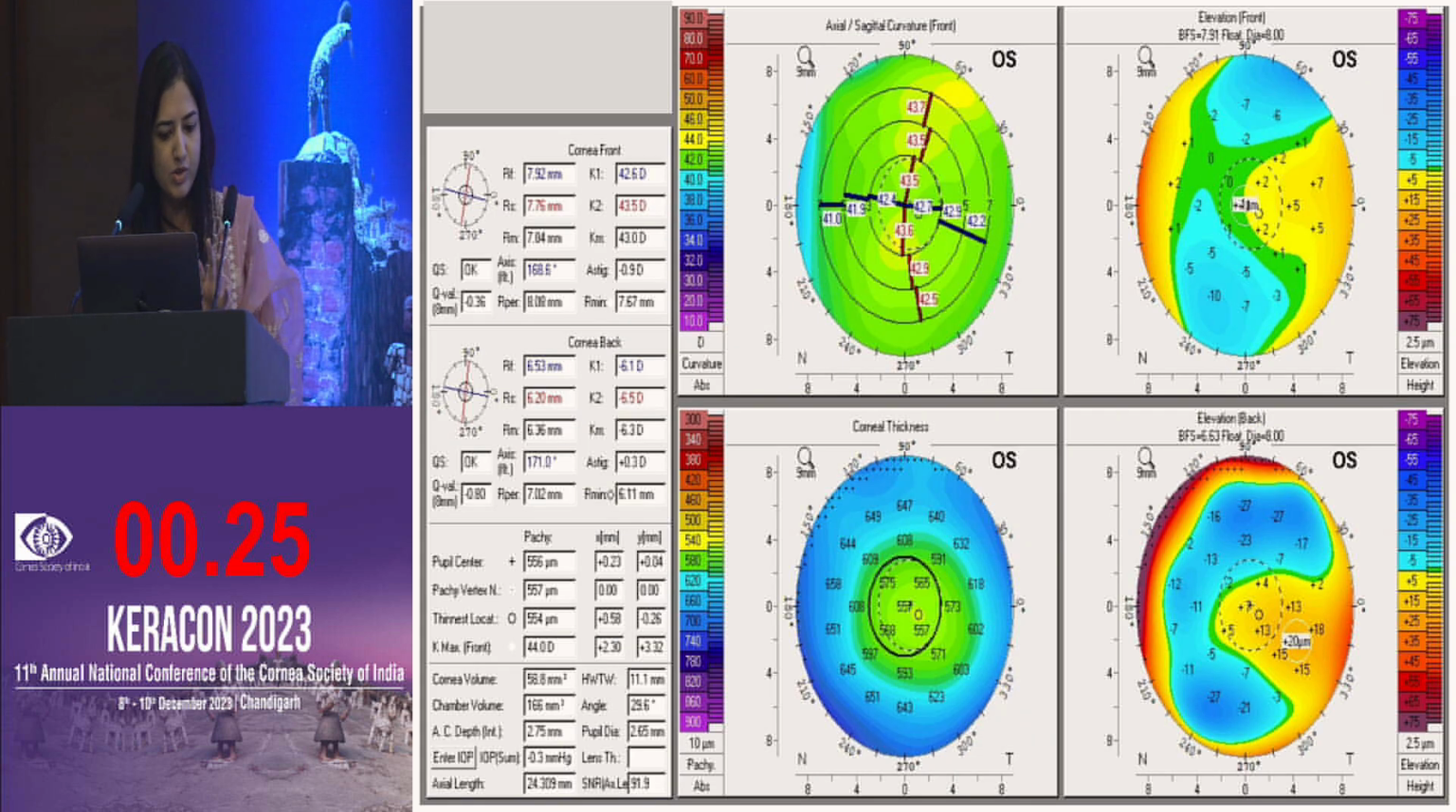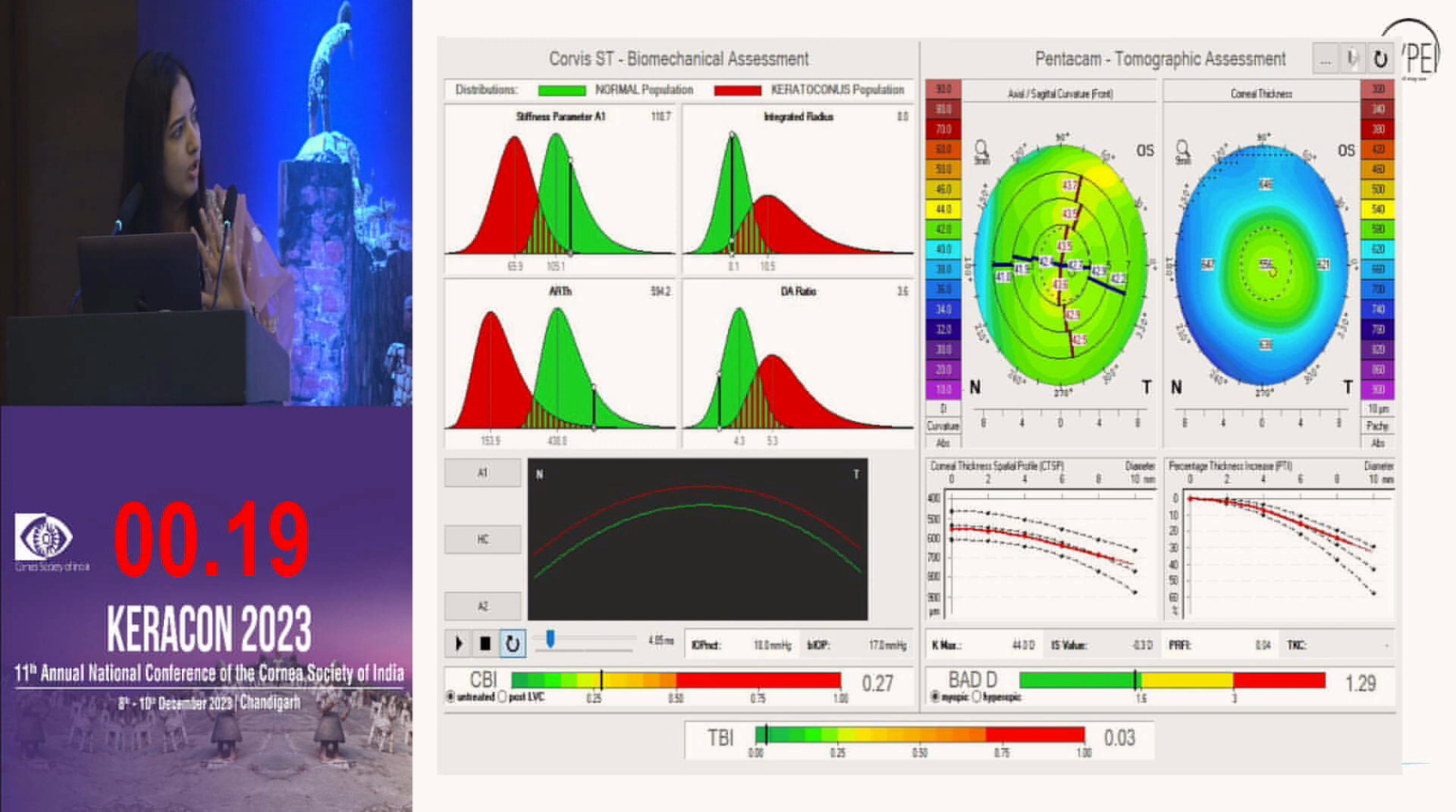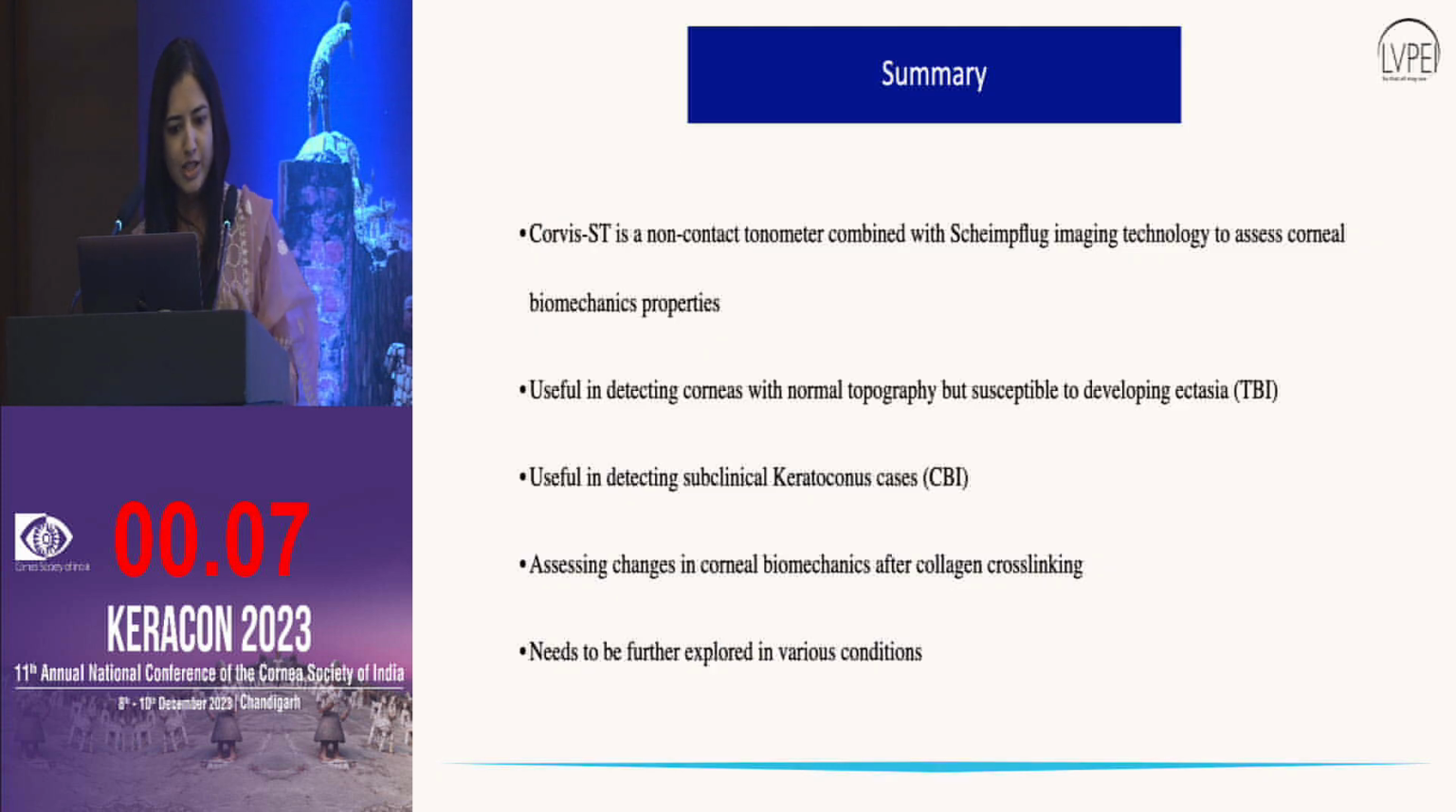For example, this was a thick cornea with a relatively small diameter and showing up on the Belin-Ambrosio display as a suspicious cornea. But if you look at the corneal biomechanics, it shows that the corneal biomechanics is not really weak. In these kinds of cases, you might be able to use your Corvis to differentiate whether a cornea is ectatic or not.